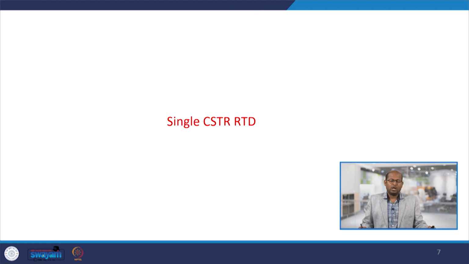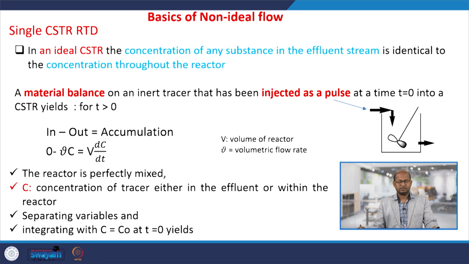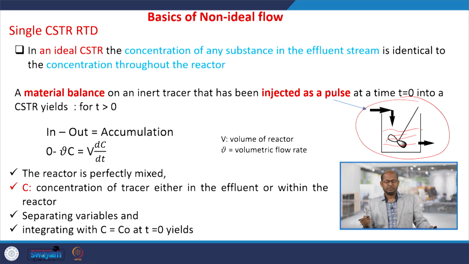Now we go for a single CSTR. We have discussed ideal batch reactors and ideal plug flow reactors. Now we are going to discuss the CSTR, the third reactor. In this type of reactor, we mostly find non-ideal nature. This is the effluent stream concentration, this is the feed concentration entering here, and the effluent after reacting is what we collect from here and analyze.